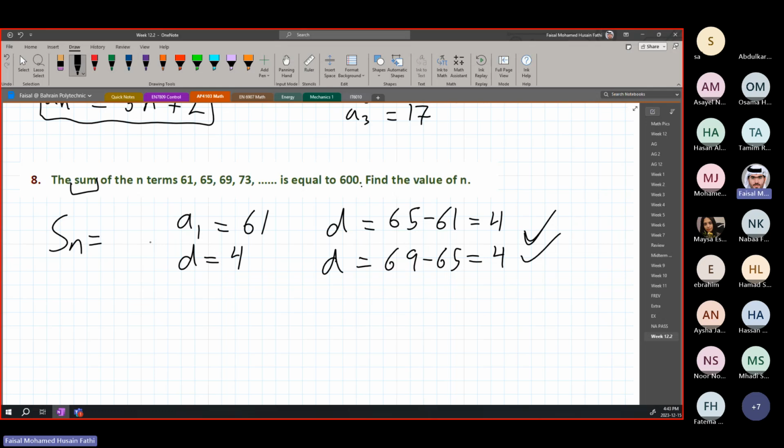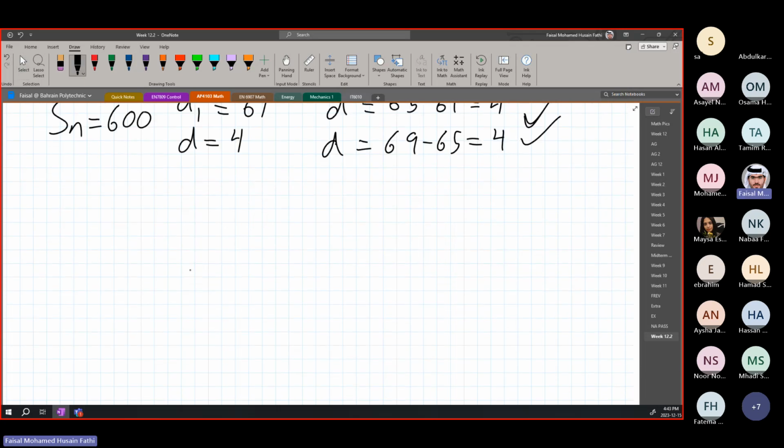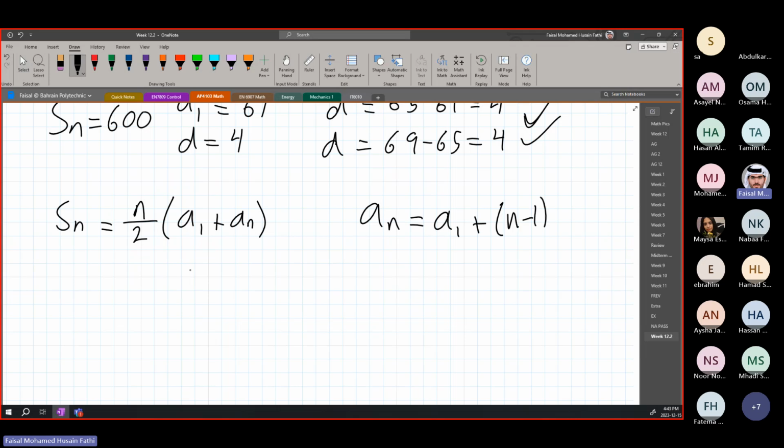Sn is given to be equal to 600 because what did they say? The sum of the n terms, which we do not know what n is, equal to 600. So Sn is equal to 600. Okay? And they want us to find the value of n. Now, step by step. So we have Sn is equal to n over 2 times a1 plus an. And the second equation is an is equal to a1 plus n minus 1 times d. These are the two equations you have to know for the entire chapter, okay, for entire week 12.